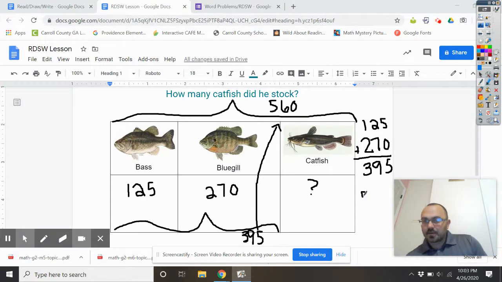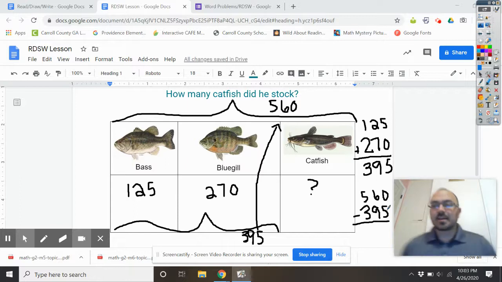So I'm going to put 560, and we are subtracting 395 from that number. Now, again, we said difference means subtract. So let's use the subtraction algorithm. I have 0 ones, and I want to take away 5. Can I do that? I cannot. I can't take away 5 if I have 0 to take away from. So I got to go to the tens place and regroup.